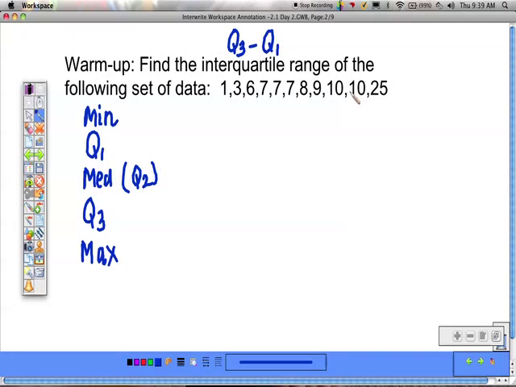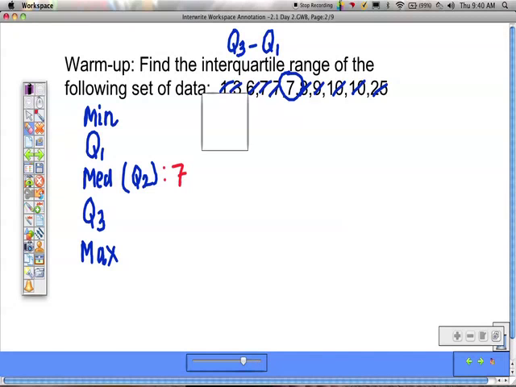So the easiest step is to first start by finding Q2 or the median, and you can do that by crossing out numbers until you get to the middle number. So here there's a middle number. If there's an odd number in your data set, then you'll have a middle number. If there's an even number of terms in your data set, you'll have to find the average of the two middle numbers. So here, 7 is Q2, or our median. So this is 7. So I'm going to erase this.